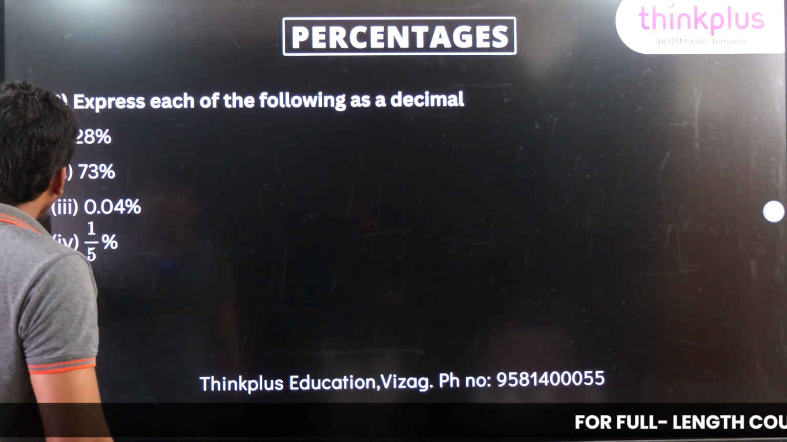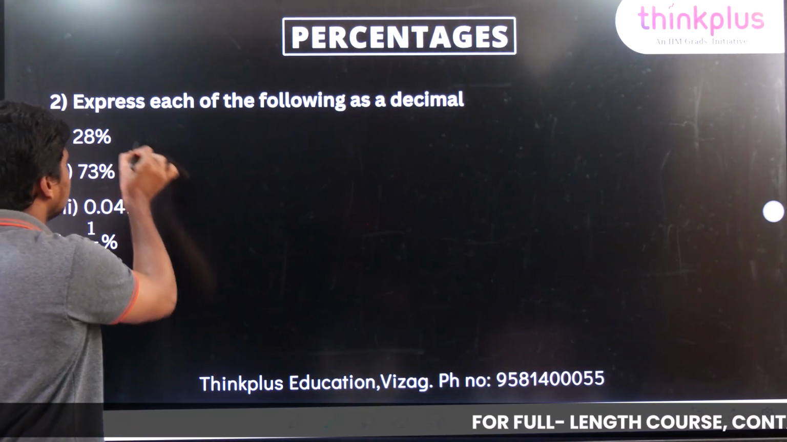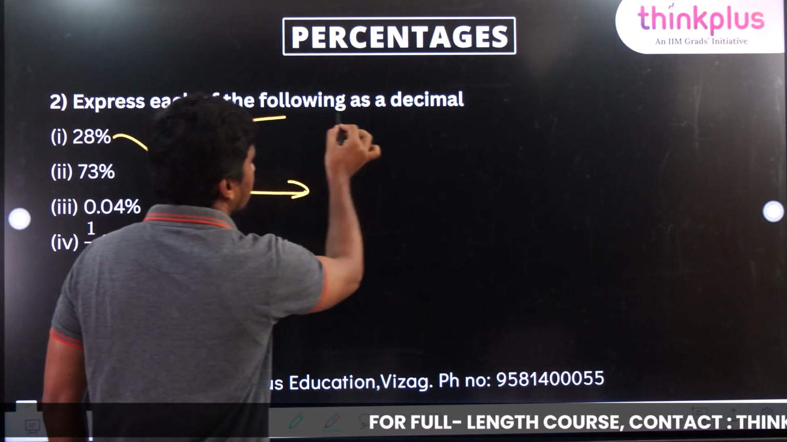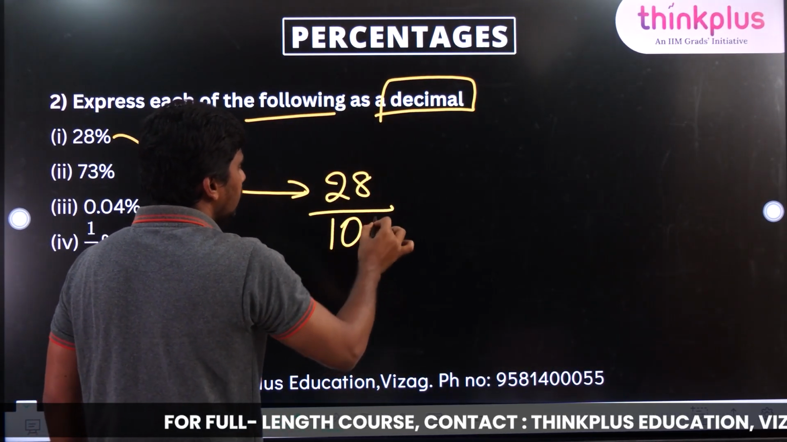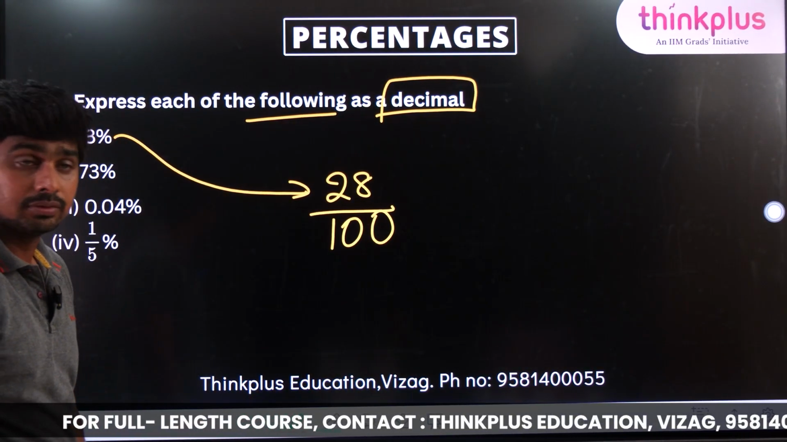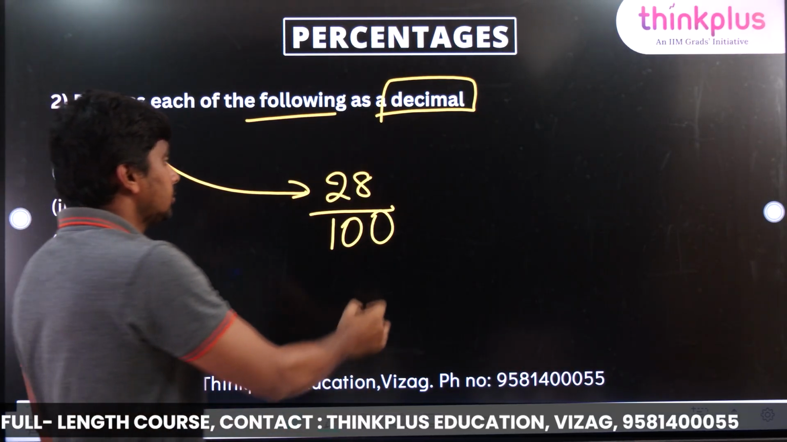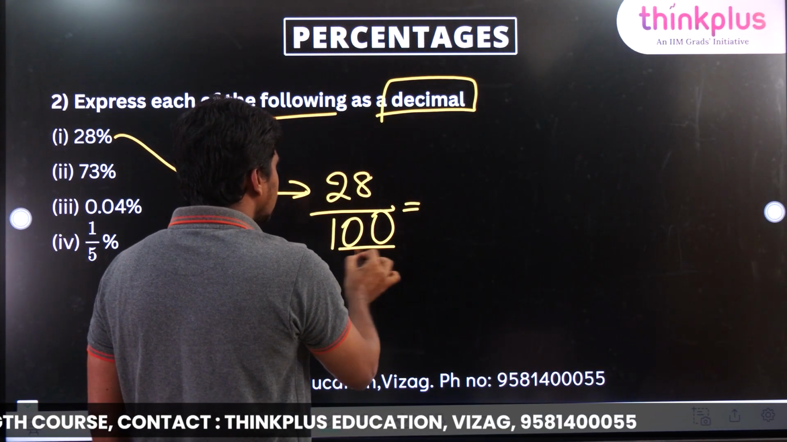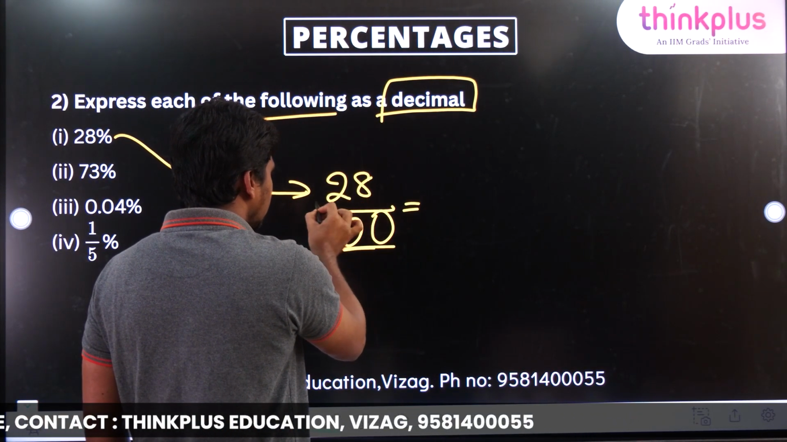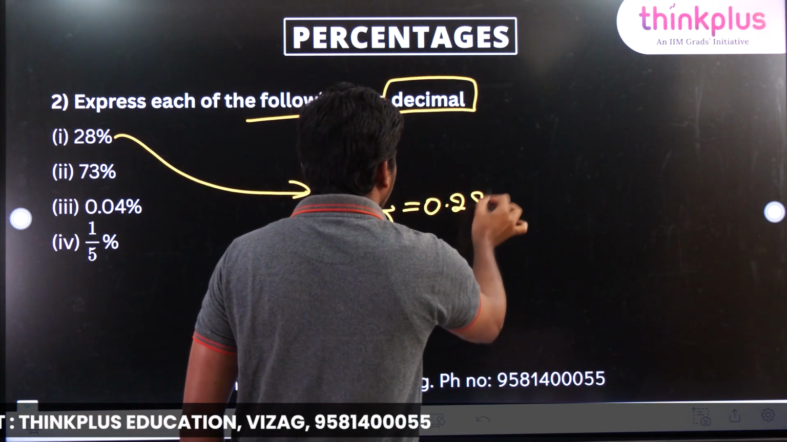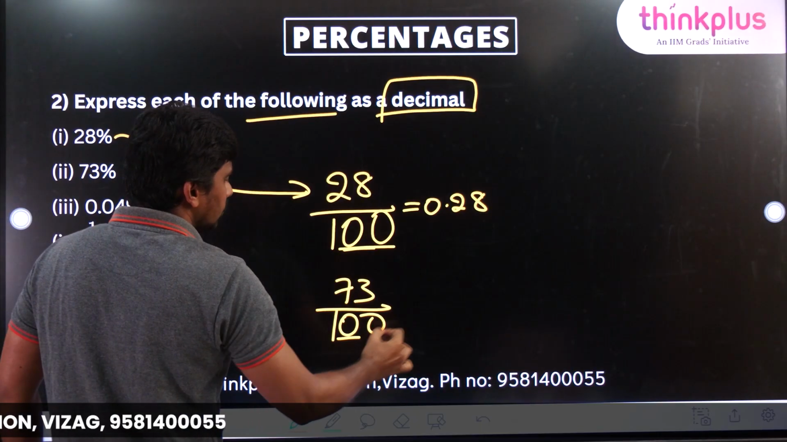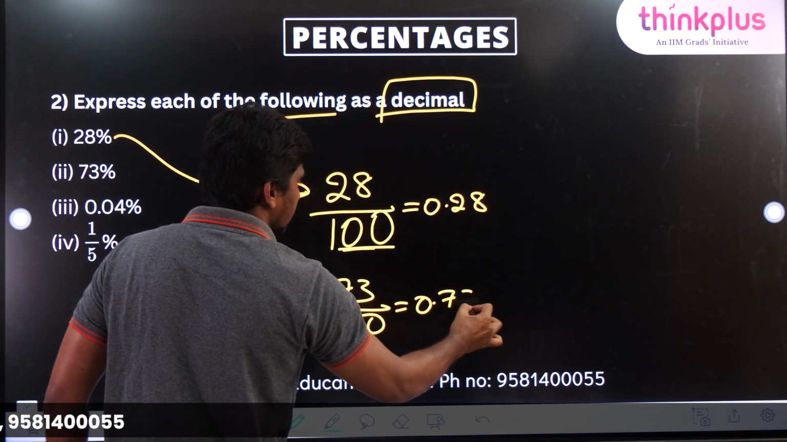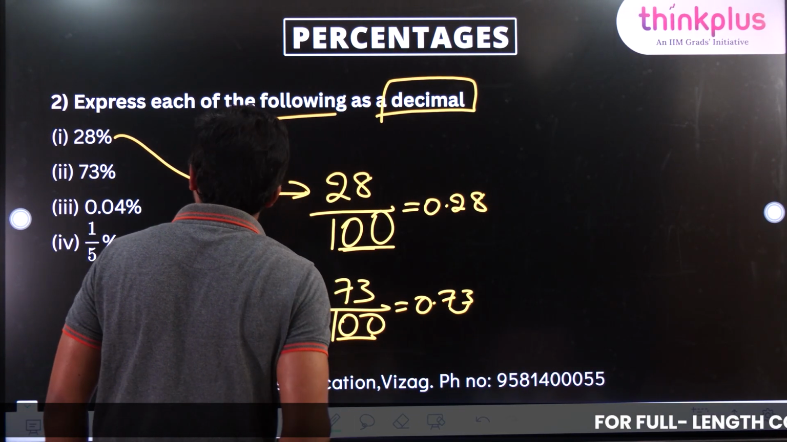Okay, now this time they ask us to convert into decimals. Look at this one, 28 percentage, write the following as a decimal. So 28 percentage, I can't write 28 by 100 and the simplified fractional value. This time I should write decimals. So decimals means here 2 zeros are there. This point will be shifted by 2 places. This will become 0.28. Here 73 percentage is given, 73 by 100. Here 2 zeros are there. This will become 0.73. The point will be shifted by 2 places.